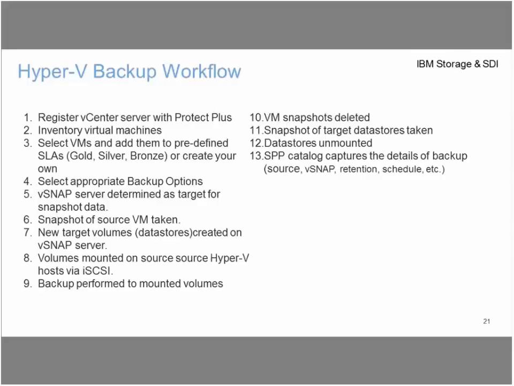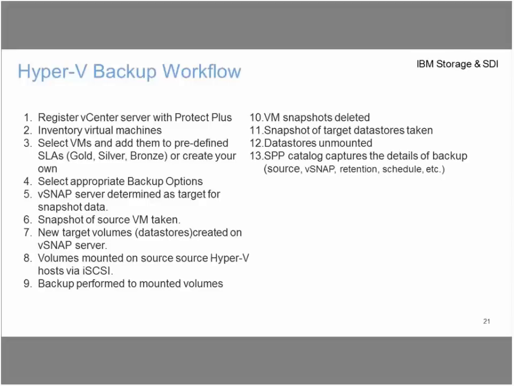The vSnap server is going to determine the target for the snapshot data, which vSnap server will be used to write the data to. We're going to take a snapshot of that virtual machine. We're going to create those new volumes and mount them to the Hyper-V environment in order to copy the snapshot data to them. We're then going to unmount them and snapshot that data to be stored within Spectrum Protect PLUS, and then finally update all of the various components within the Spectrum Protect PLUS catalog.